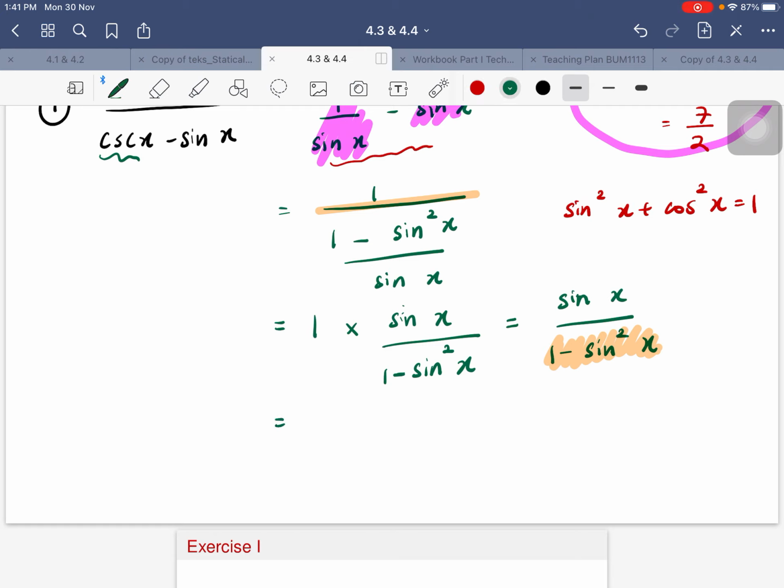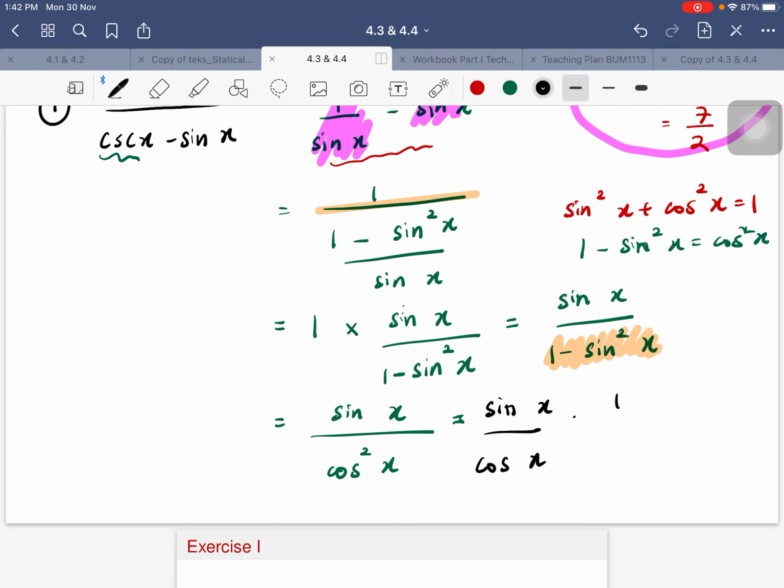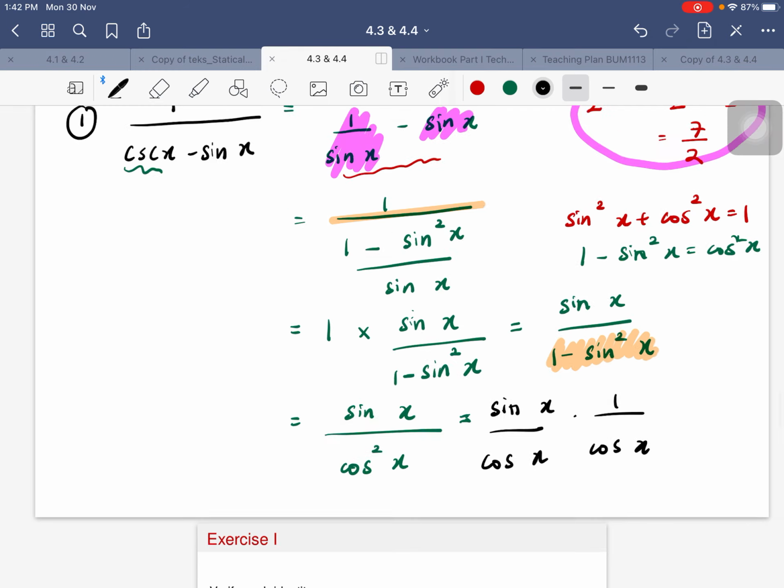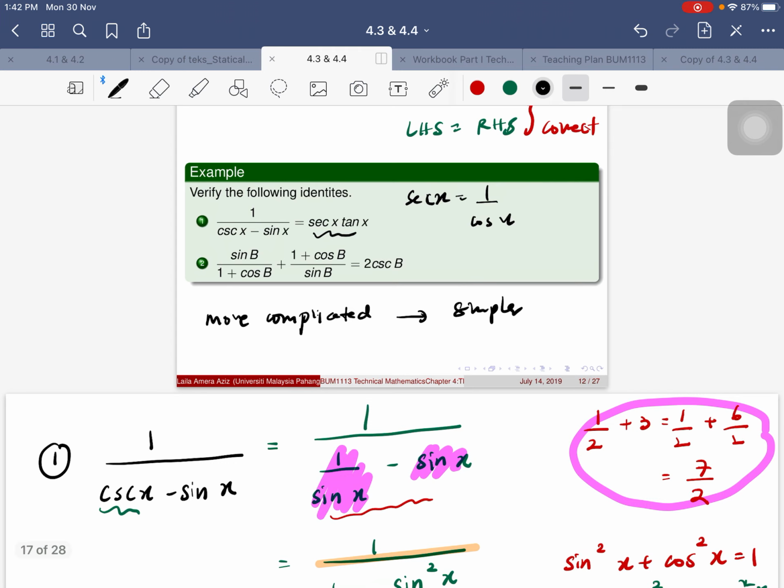I can write that this is equivalent to sine of x over, underneath, when I rearrange 1 minus sine square x, that is going to equal cos square x. That is what I'm going to apply. That is how I ended up with cos square of x. And how do I make it into the same form that I have up there? I'm going to write this as sine x over cos x, multiplied by 1 over cos x. According to what we had before, I'm going to have secant x tangent x.